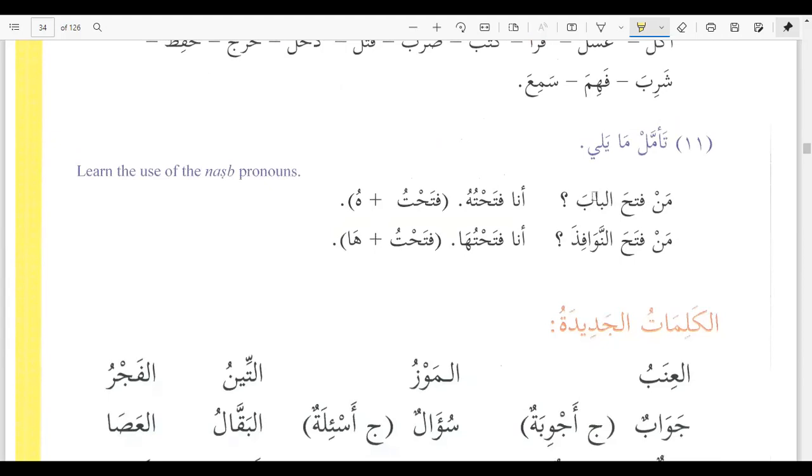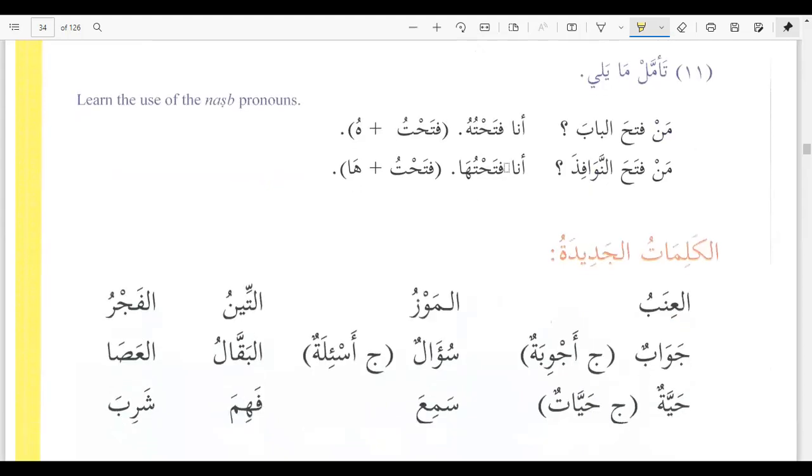Al baba is mansoob here. Al baba is mansoob because it is maf'ul bihi. So, ana fatahtuhu. I opened it. Man fatahan nawafiza? Who opened the windows? Ana fatahtuha. I opened it.